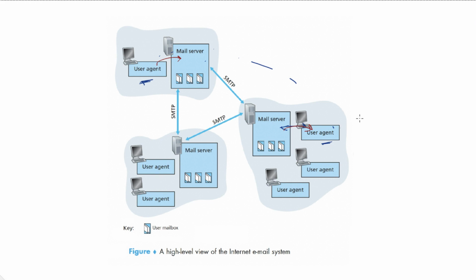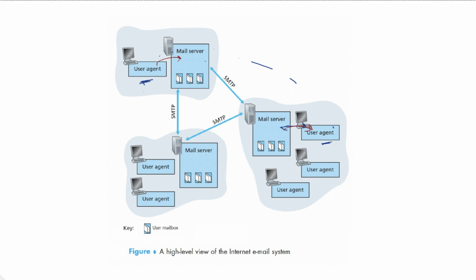Now there might be many questions, like why we are not sending directly from one user agent to the other, or why we are not sending from the user agent to the other's mail server. We will answer these questions as we proceed further. But for now you should understand the architecture in the sense that it happens in this way, and what these mail servers and user agents are.